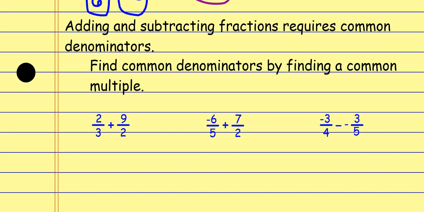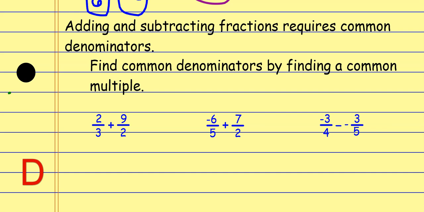And to find a common denominator, we look for common multiples. A common multiple is if I just look at the list of multiples of a number, like the multiples of 2 would be 2, 4, 6, 8, 10, all right? The multiples of 3 would be 3, 6, 9, 12, 15. If I compare those lists, I just look for a number that they have in common. That's what a common multiple means.